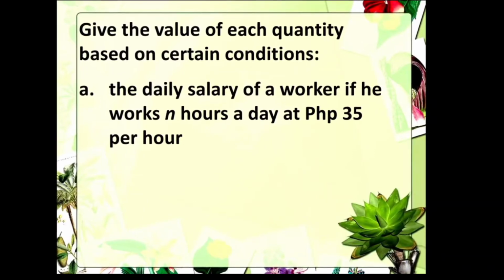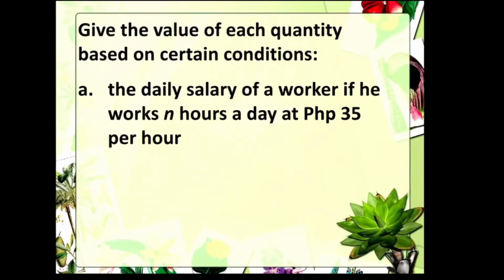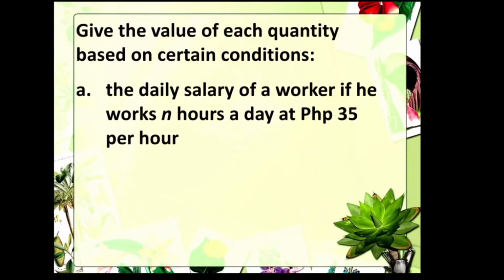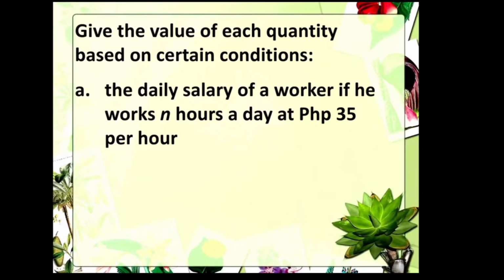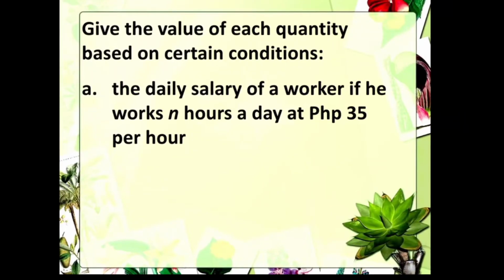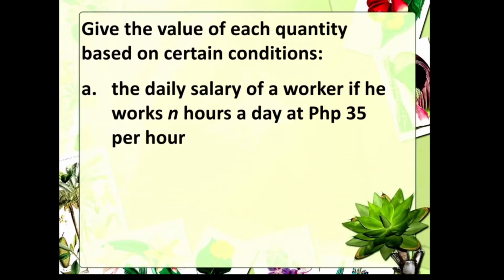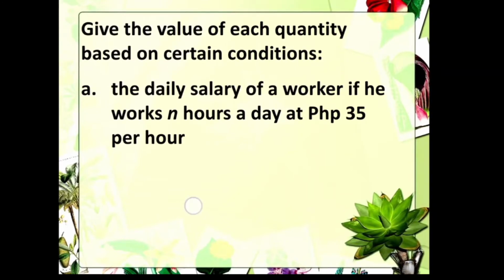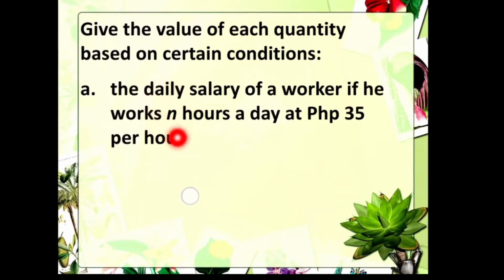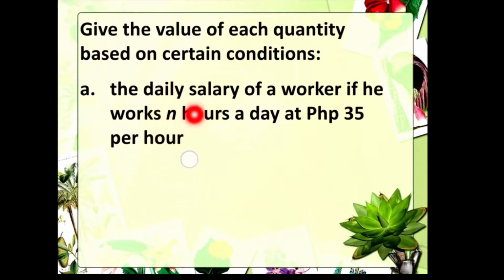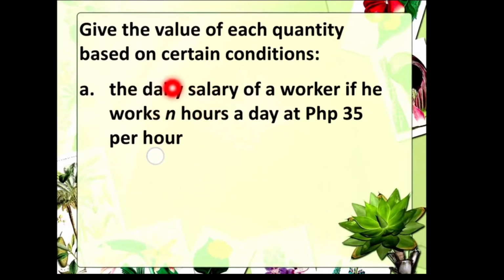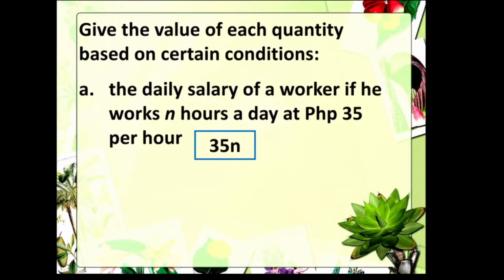Wherein the amount to be paid is 35 pesos per hour. So you have to multiply the amount of money by the given hours he worked. So 35 times the number of hours, or simply 35, what is the number of hours that is missing? In this case, we will use n as the number of hours since it is indicated in the situation that he works n hours. So 35 times n, or simply 35n.